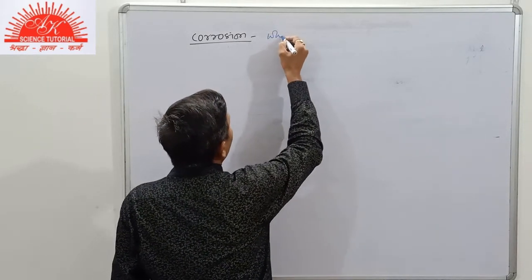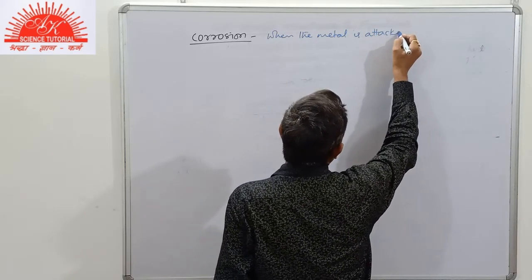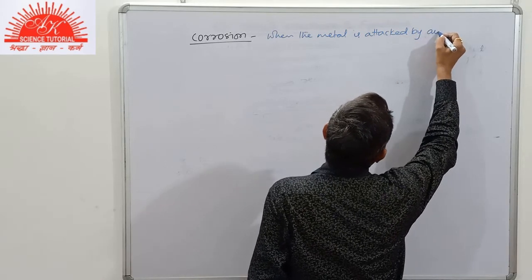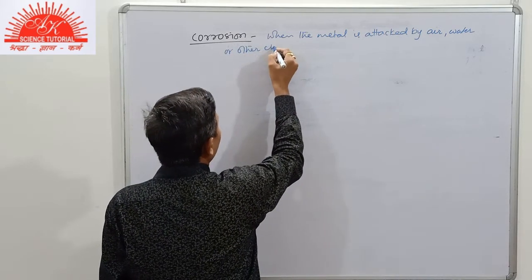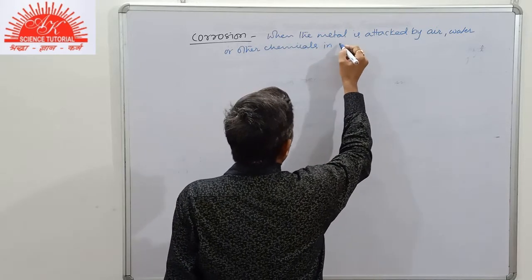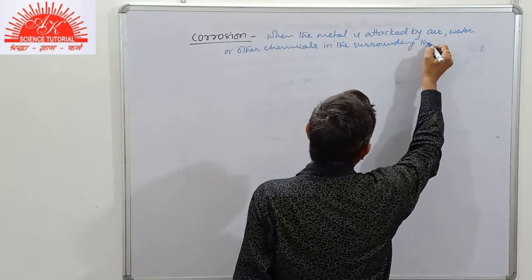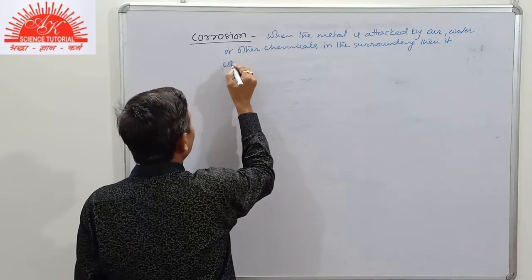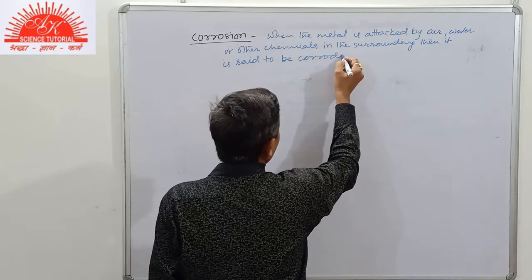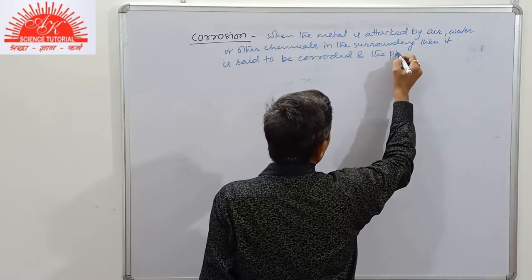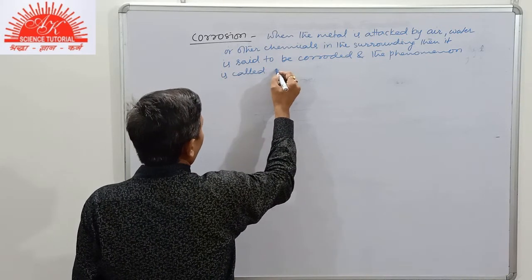Corrosion: when the metal is attacked by air, water, or other chemicals in the surrounding, then it is said to be corroded, and the phenomenon is called corrosion.